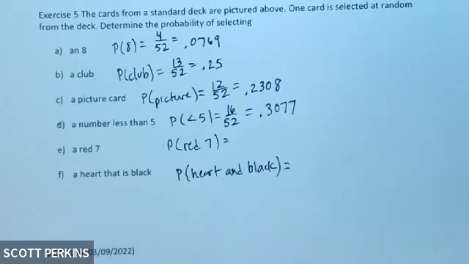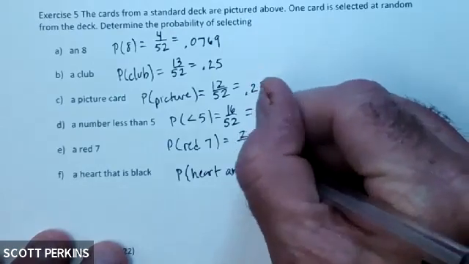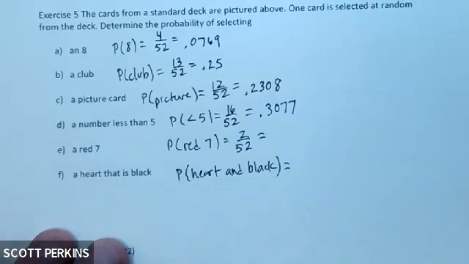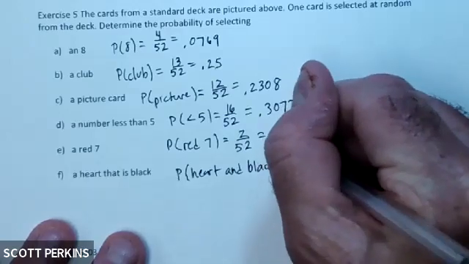A red 7. How many red 7s are there in my deck? 2, right? There's the 7 of hearts and the 7 of diamonds. So that's 2 out of the 52. And so that becomes 1 out of 26 if you reduce, or 0.0385.